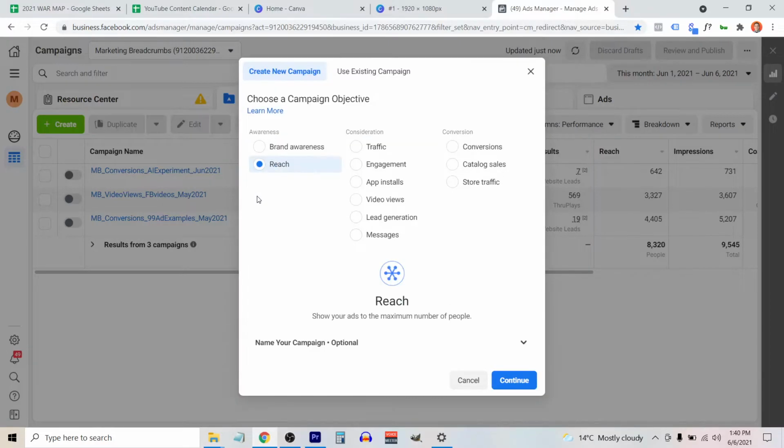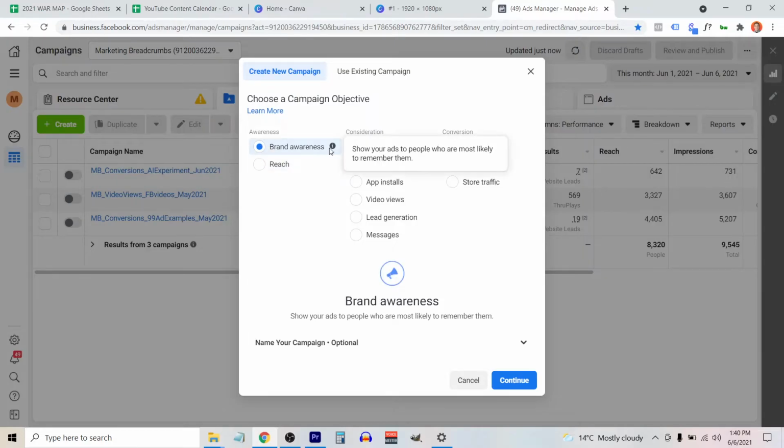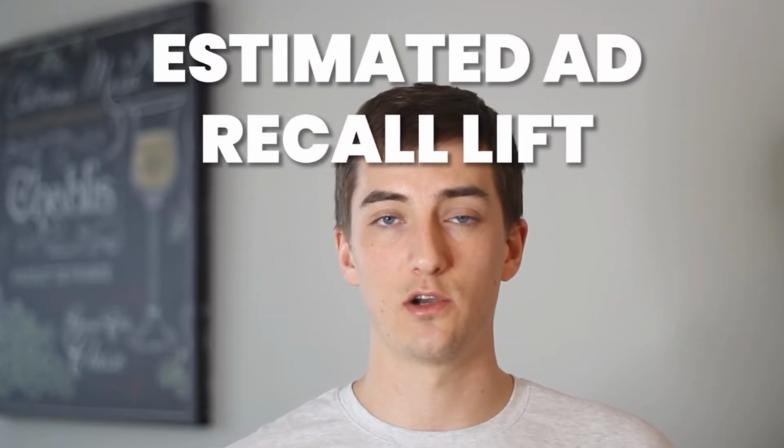I'm personally not a big fan of using brand awareness, and the reason for that is because it's very difficult to measure success. If you're trying to achieve brand awareness, there's two ways of achieving that with Facebook ads. The first one is a reach marketing objective, which simply maximizes the amount of people who see your ad. The second way is using a brand awareness marketing objective, which optimizes for a conversion event that Facebook calls estimated ad recall lift. What that simply means is the estimated amount of people who remember seeing your ad.